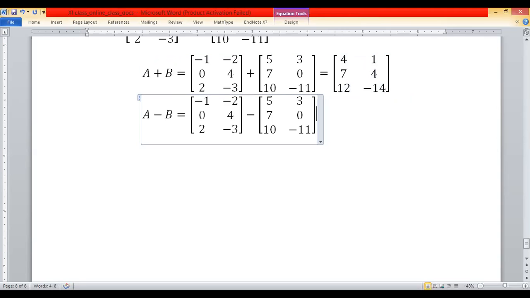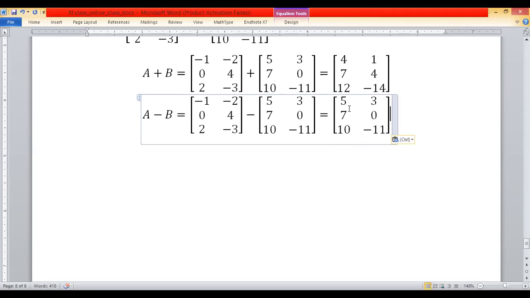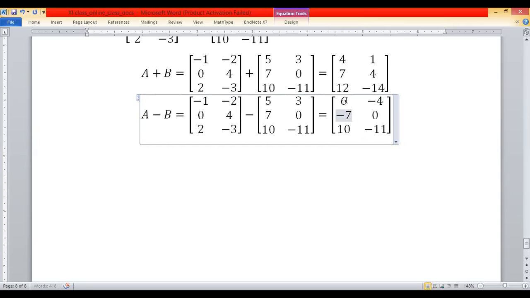If you subtract, so you have minus 1 minus 5 is minus 6. And minus 2 minus 3 would be minus 5. 0 minus 7 is minus 7. 4 minus 0 is 4. 2 minus 10 would be minus 8. Minus 3 plus 11.